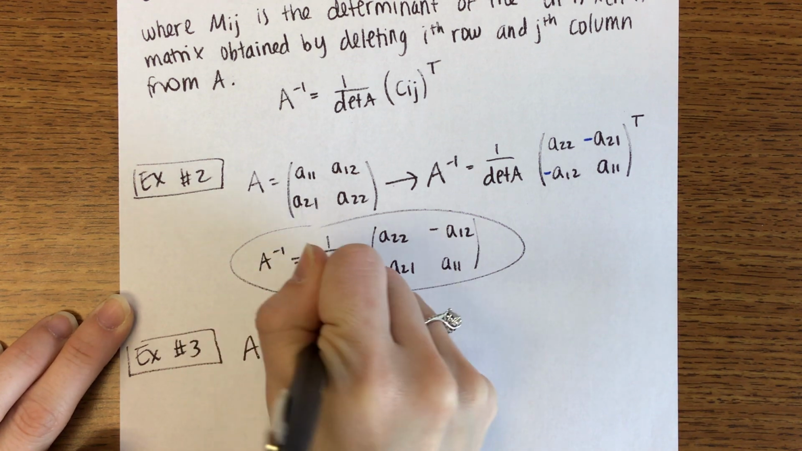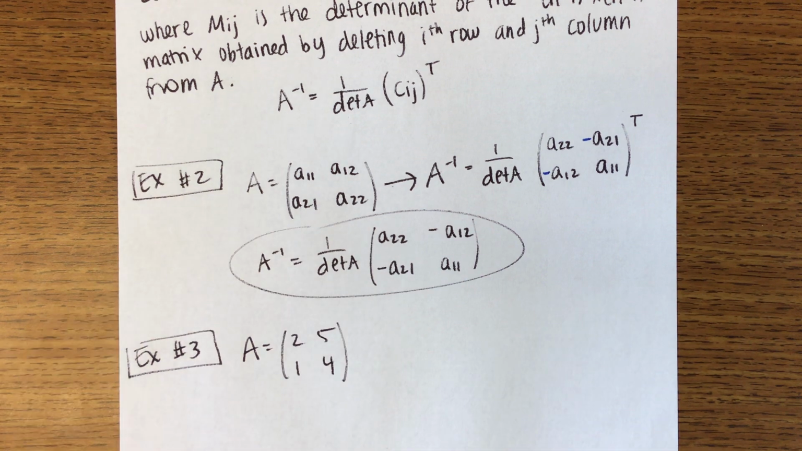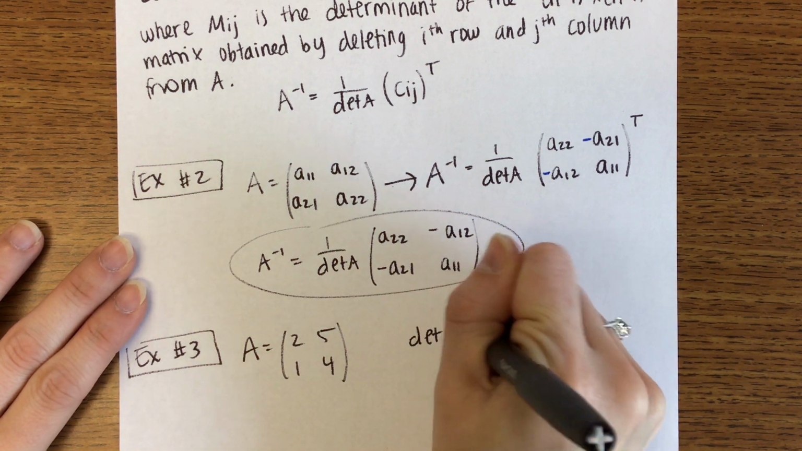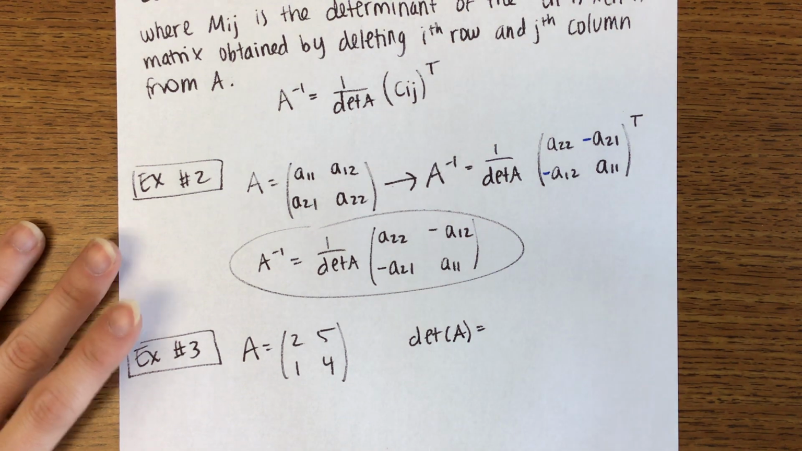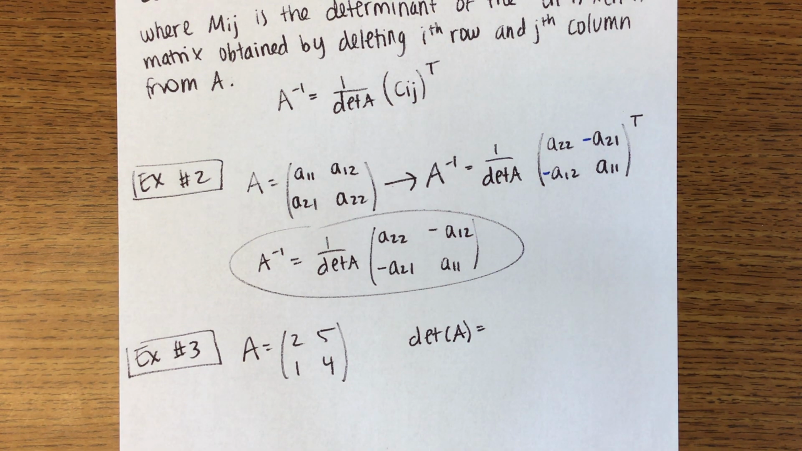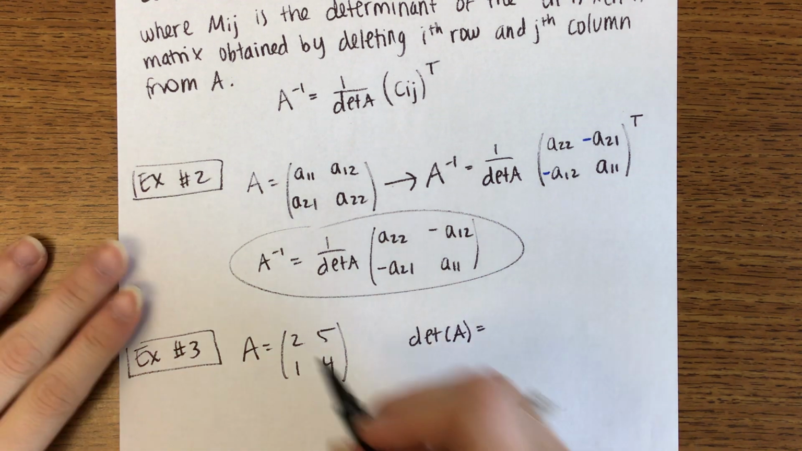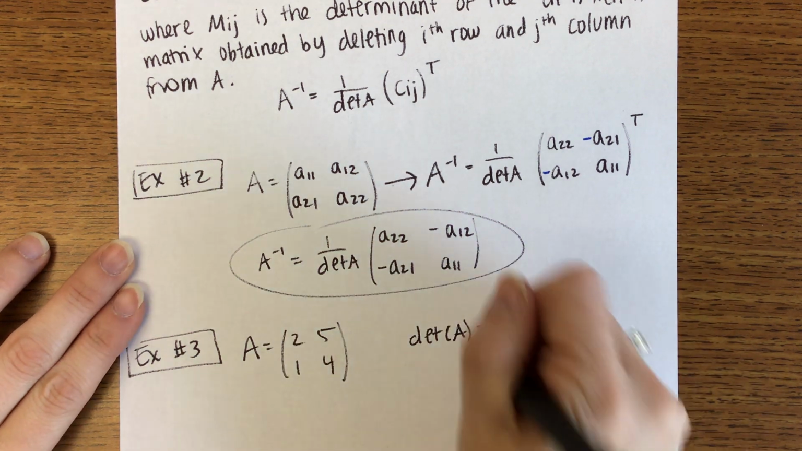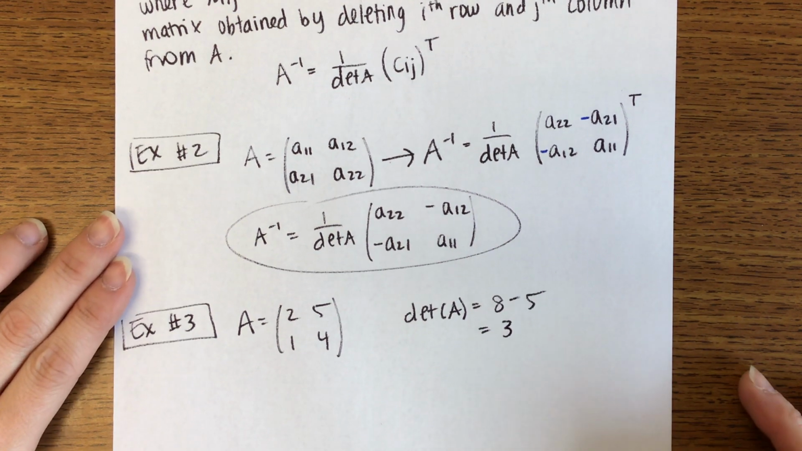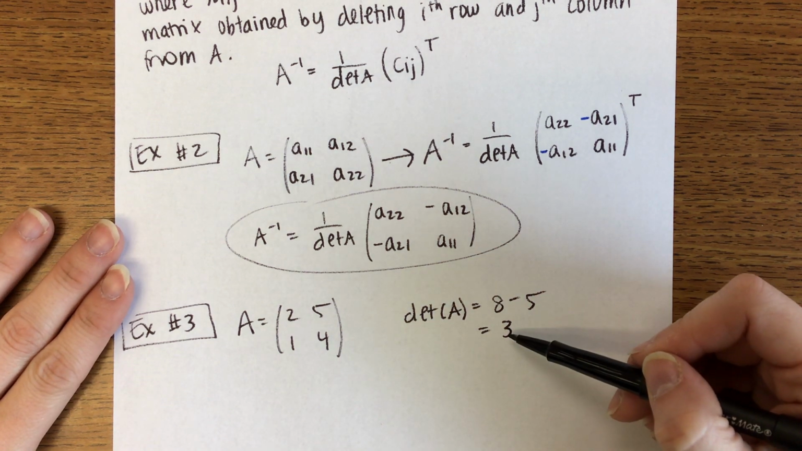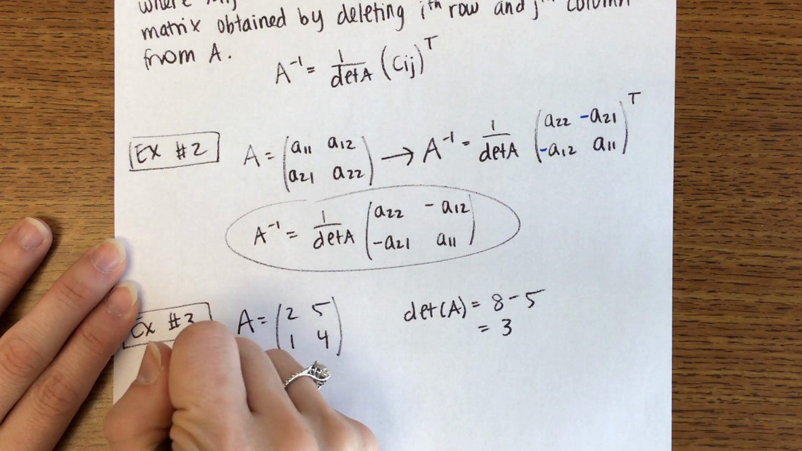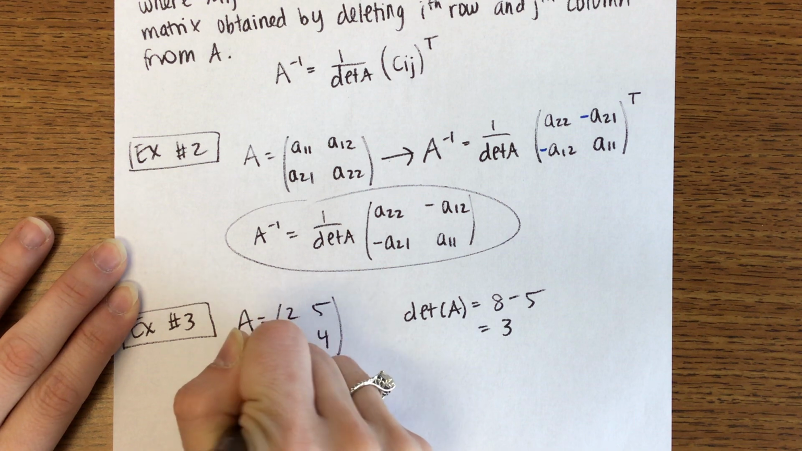Our matrix is 2, 5, 1, 4. We are going to find the inverse of this matrix. Start by finding the determinant. How do I find the determinant of a 2 by 2 matrix? Okay, so this way multiplied, we get 8. Subtract the other way. So we get a determinant of 3. So one thing to check, determinant is not 0, which tells us this matrix is non-singular and an inverse does exist. So our inverse then is going to be 1 over the determinant.